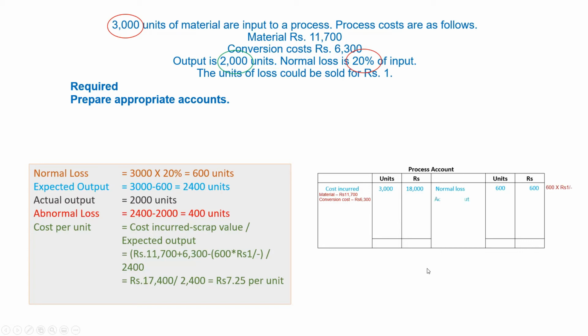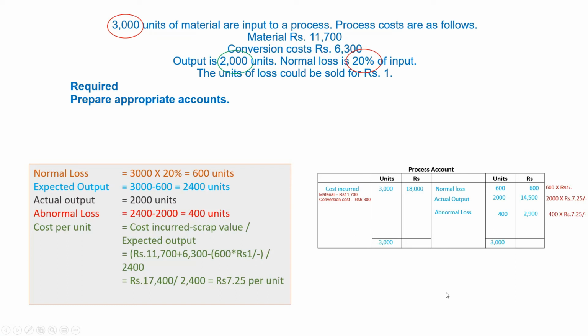Then the actual output. How much is our actual output? 2,000 units, calculated at the rate of 7.25, so that will be 14,500. Then we had the abnormal loss of 400 units. 400 units times 7.25, so the total abnormal loss will be 2,900. This has to be charged to the profit and loss account.